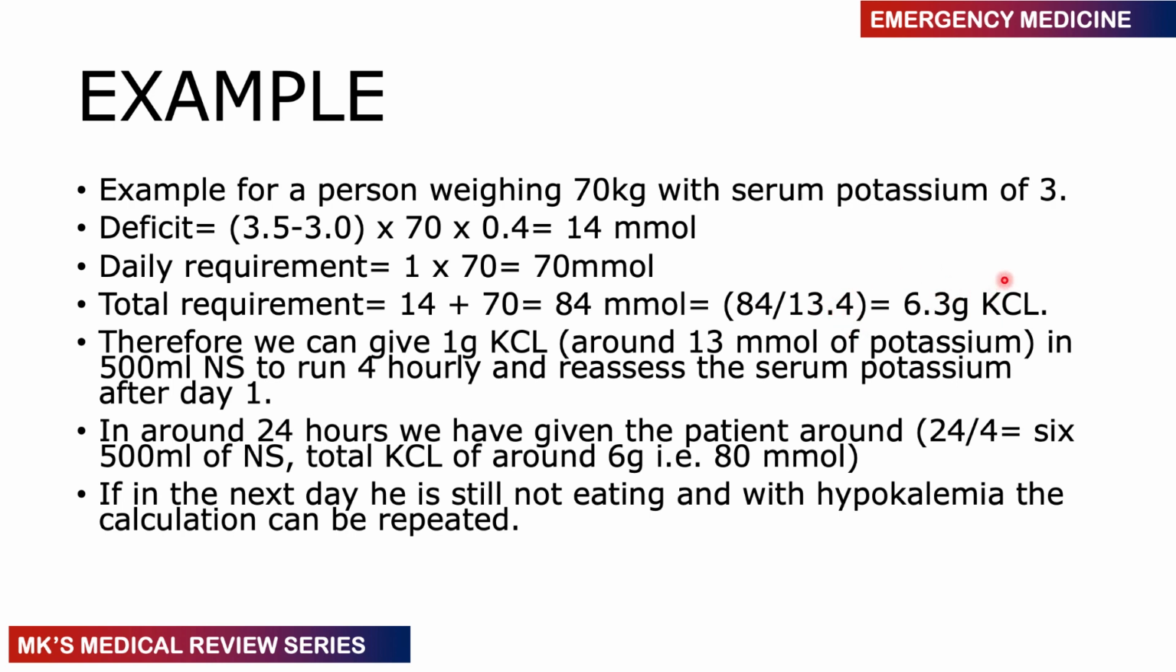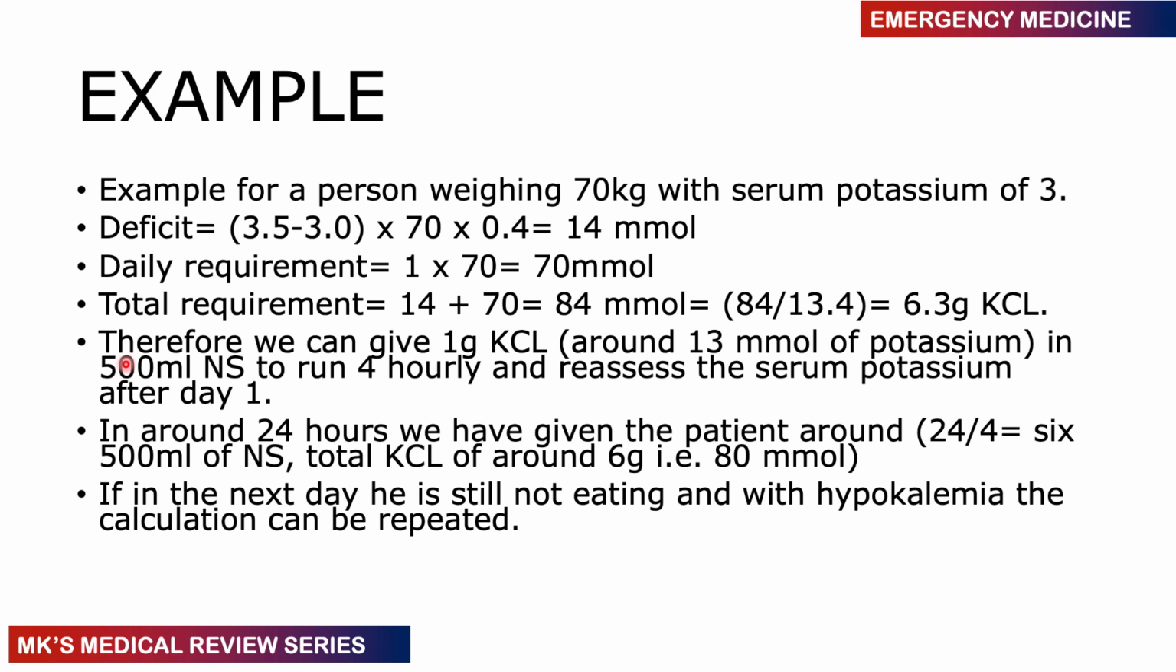So what does this mean? It means that if we give this patient 1 gram of potassium chloride, for example, this 1 gram is going to consist of roughly 13 millimoles of potassium chloride. It's almost going to be close to replacing the deficit that they have. So what we're going to do is get the 1 gram, which is the 13 millimoles, and add it to 500 mils of normal saline, and we'll run it over 4 hours in the first day.